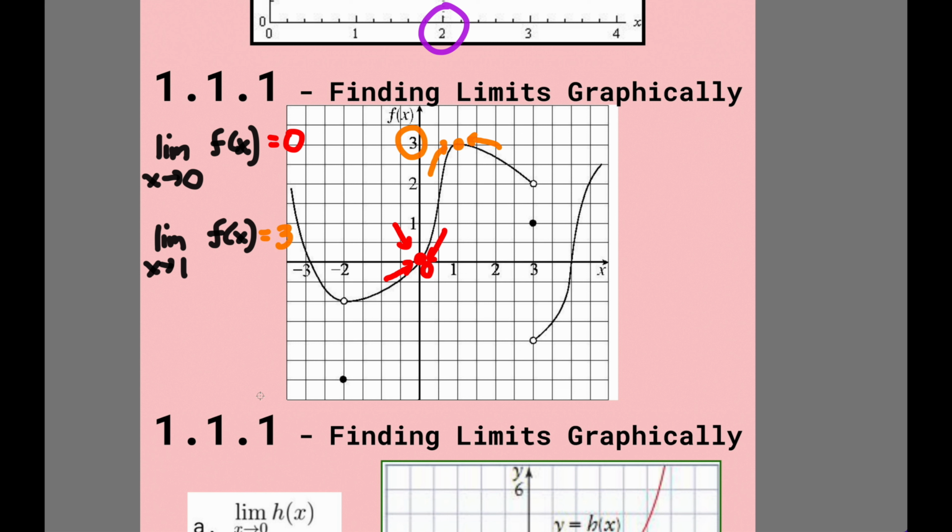The limit as x approaches 1 of f of x, or you can say the limit of f of x as x approaches 1, is equal to 3, because the y value is getting closer and closer to 3 as you get closer and closer to 1, as x gets closer to 1.